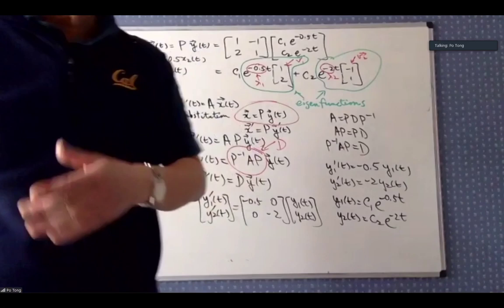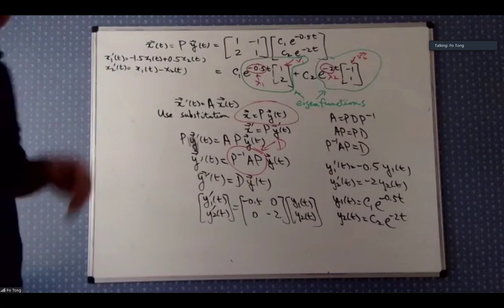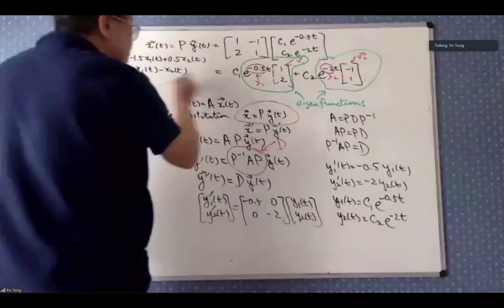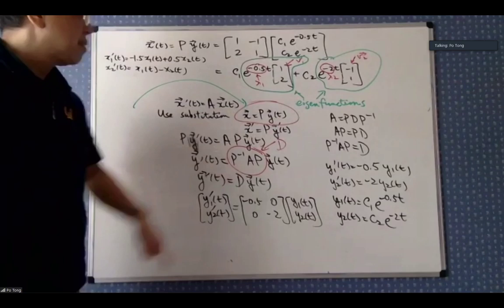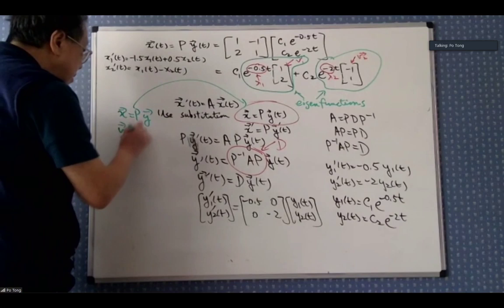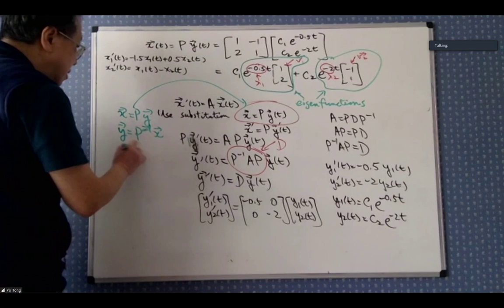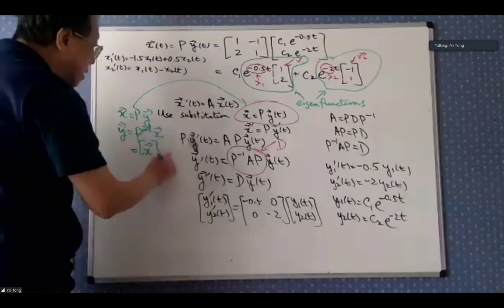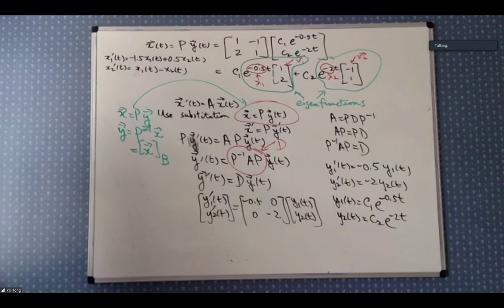I also want to make a comment based on this, X equal to P times Y. This is the substitution that we did. What does it say about Y? Y is P inverse of X. Y is just the X in a different coordinate system. So this is changing the coordinate system modified by P inverse.